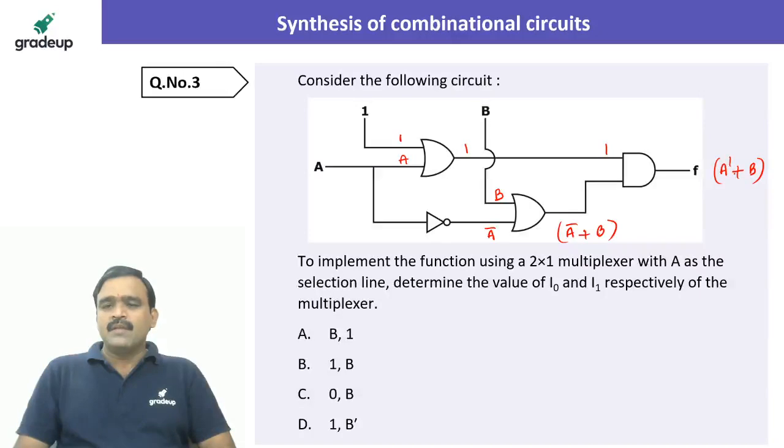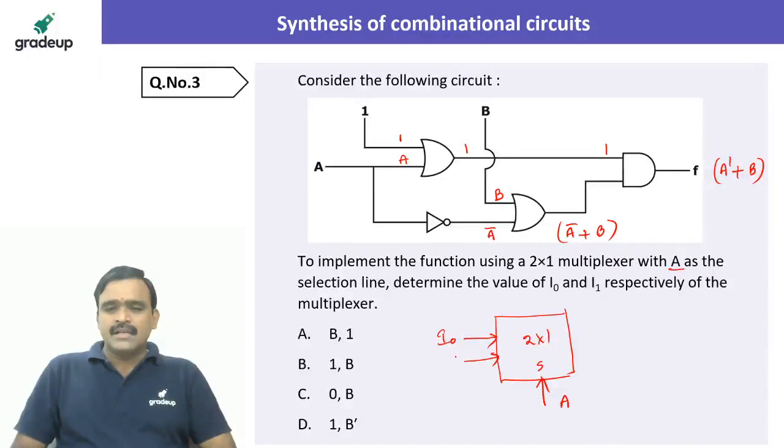Now I have to implement A bar plus B with the 2x1 multiplexer, and A is taken as the selection line. Then what should be I0 and I1? So for example, this is the 2x1 multiplexer. Listen carefully. In a 2x1 multiplexer, we can have only one selection line, and that is A. And what are the inputs? I0 and I1. I0 is the first input and I1 is the second input. Now usually the output Y is equal to either I0 or I1 based on the A value.